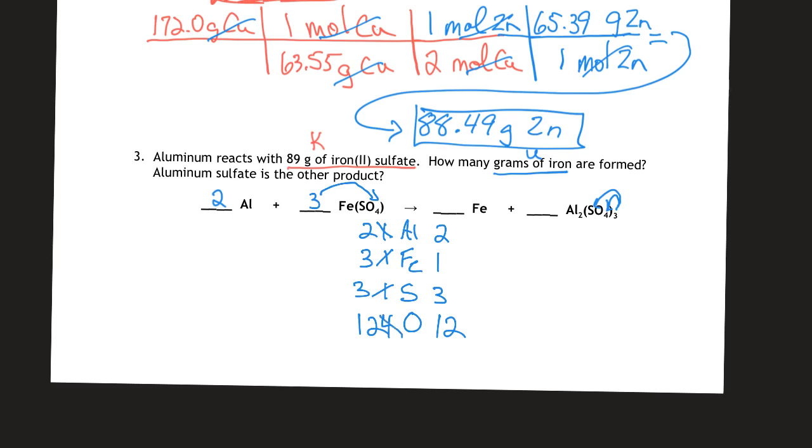Cross off my 4. Now, I'm good for aluminum, not good for iron. So I'm going to bounce back to the product side. In order to have 3 iron, I'm going to put a 3 right there. Update my total, and I'm balanced. So now that I've got my balanced equation, I'm going to go ahead and clean this up so I have room to work my problem.